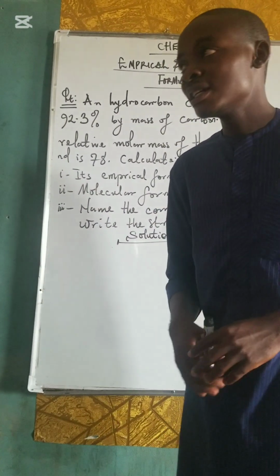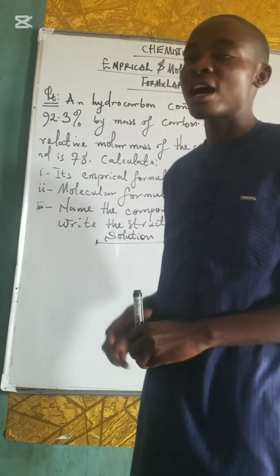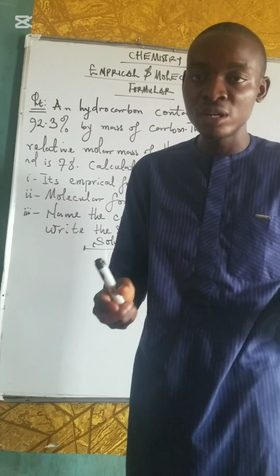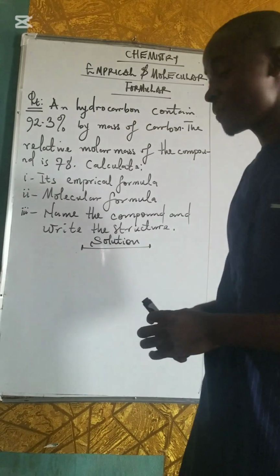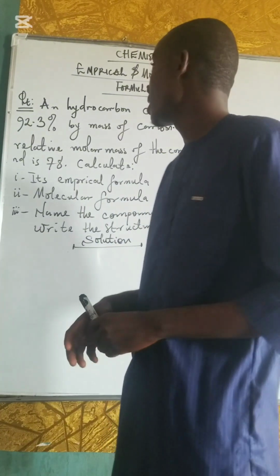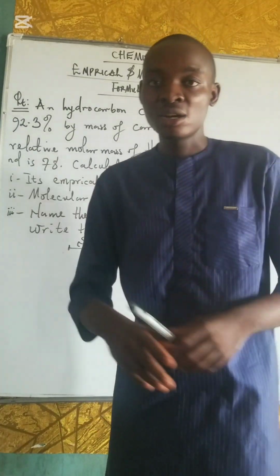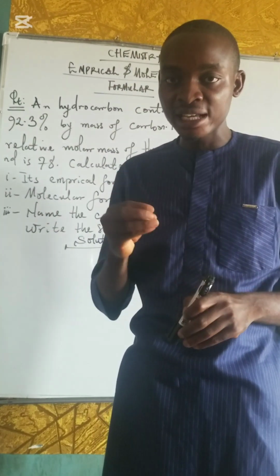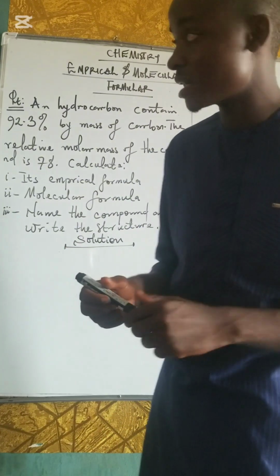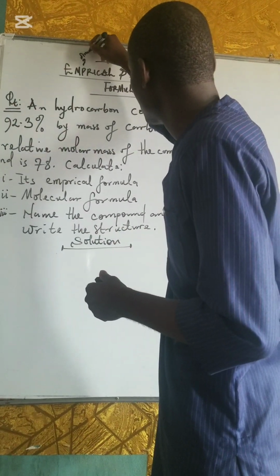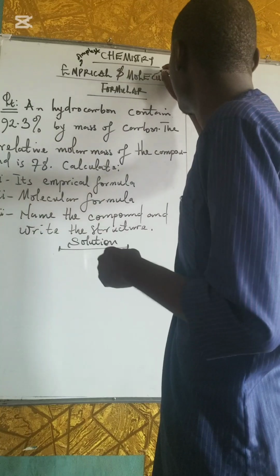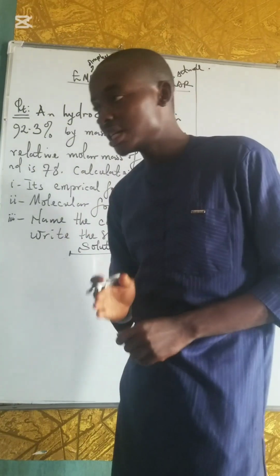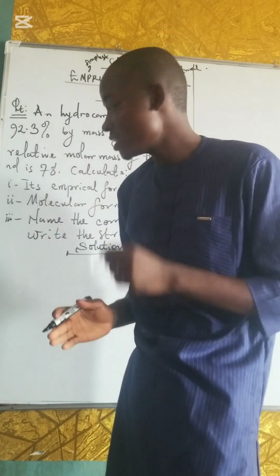Empirical formula is defined as the simplest formula of a compound that shows the numbers of atoms that is present in a molecule of that compound. While a molecular formula is defined as that formula of the compound that shows the actual numbers of atoms present in the molecules of the compound. But what you need to understand is that while this one is the simplest formula, this gives the actual numbers of atoms that is present in any molecule.